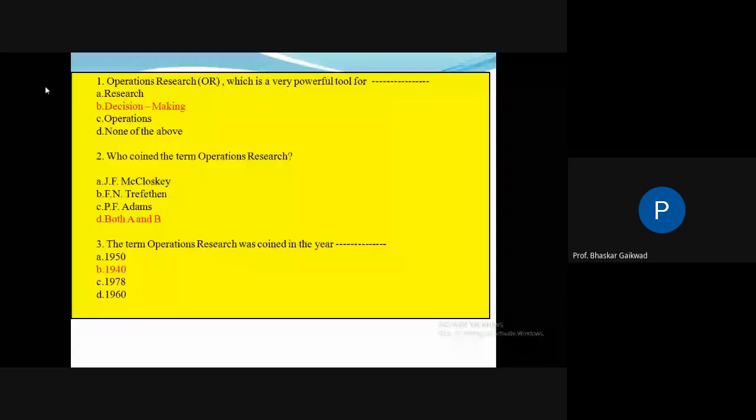So here management needs to take the right decision, which is based upon operation research. And what does operation research contain? Some mathematical techniques are used. With the help of the mathematical technique, whatever data we have, we put into that technique. Whatever result we get, on that result we have to take the decision.